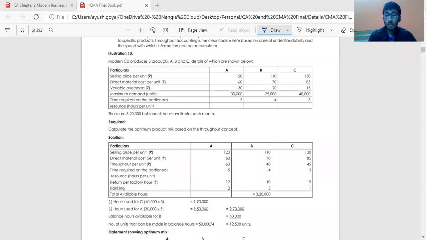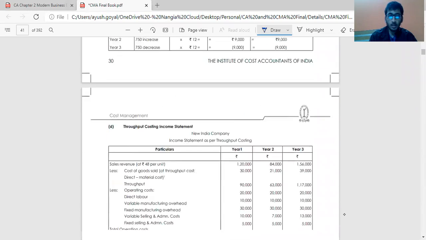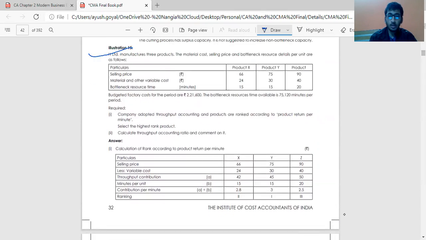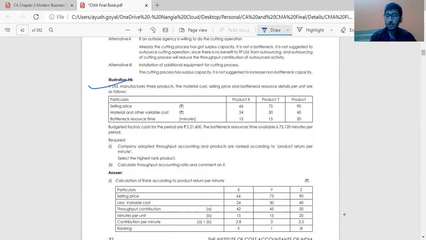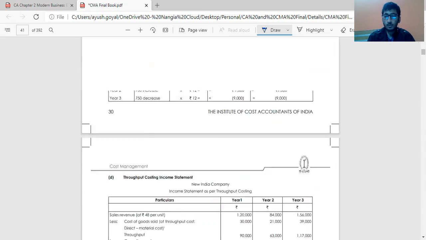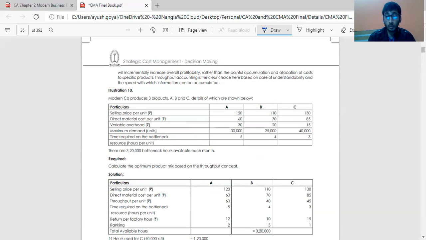In CMA final study material, from 10 to 15 there are around 6 questions available, but out of these 6 questions we have already done the 15th question. This is the same question which we did in the last lecture from our CA final study material. So now we are left with only 5 questions. I am not going to solve all those 5 questions. I'll definitely solve a few of the questions, and I want you guys to solve the balance questions.